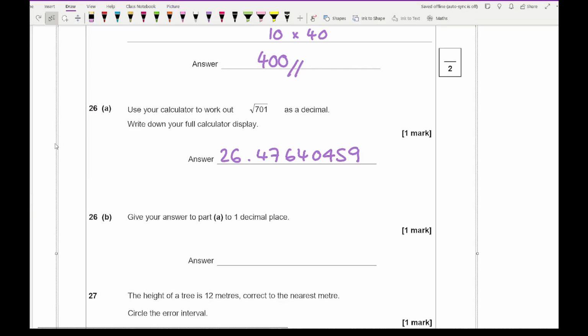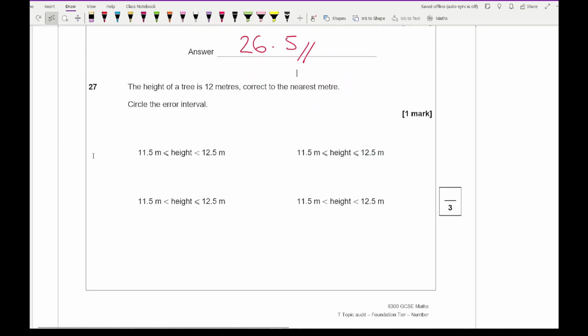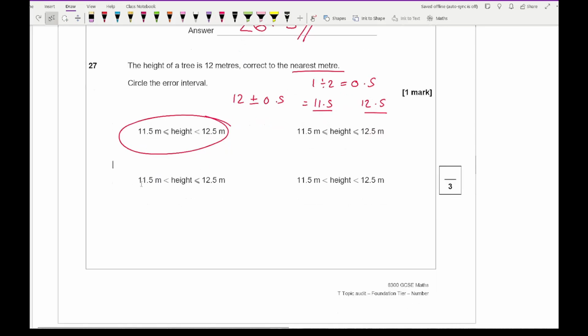Then for question 26b, it says give your answer to part A to one decimal place. So again, if I round this number to one decimal place, the digit next to the 4 is greater than 4, so I add 1 to the number previous, so it's going to be 26.5. Then for question 27, it says the height of a tree is 12 meters, correct to the nearest meter. Circle the error interval. Now the nearest meter, well, that's 1. So if I divide that by 2, that gives me 0.5. So then what I want to do is 12 plus or minus 0.5, which is 11.5 and 12.5. Now it can equal this one, but it can't equal this one. So the correct answer I need to circle is going to be the first response.